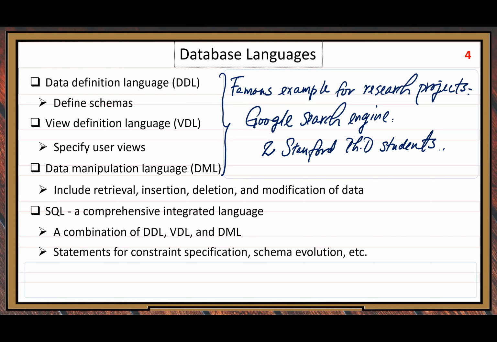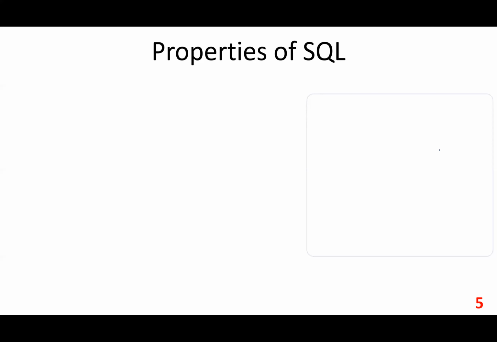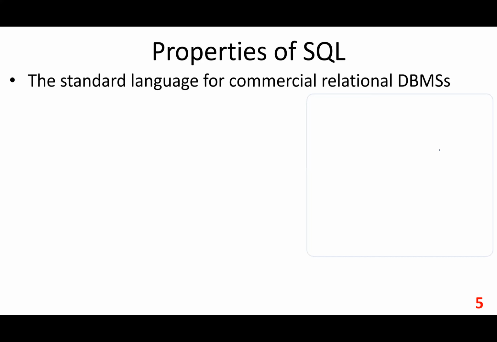Yeah, statements for constraints, specifications, schema evolution, etc. All right. 8.3, properties of SQL. We want to understand a little more about SQL. Properties of SQL: the standard language for commercial relational databases. SQL is the industry standard.